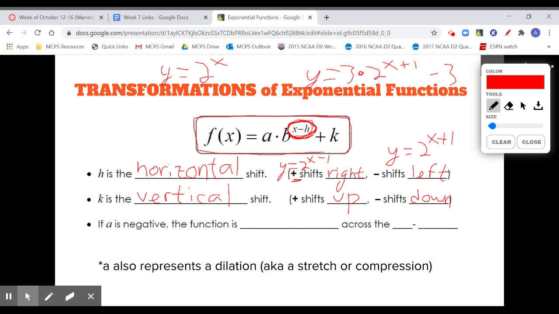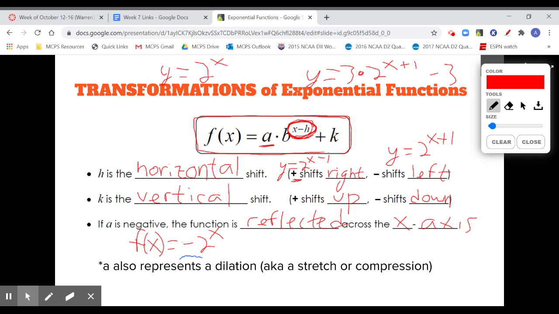The next thing I'm going to point out is a. a is a number that is being multiplied out in front of this whole equation, so before the base. So it says here if a is negative. So I'm just going to write down this example. If a is just a negative sign, and then you have your base to the x, that negative sign right there is going to cause a reflection across the x-axis.